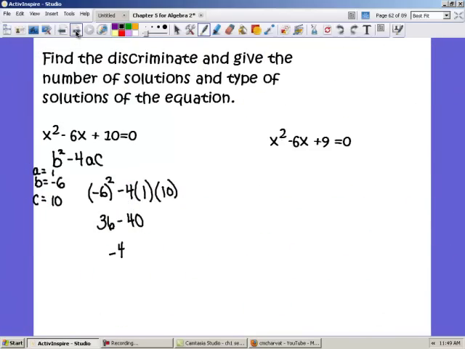So, how many solutions? We're going to have 2. And the type of solutions, they're imaginary. They're not real. So this is kind of a shortcut. Okay, a second problem over here, same thing. We have our a equaling 1, our b equals -6, and our c equals 9.